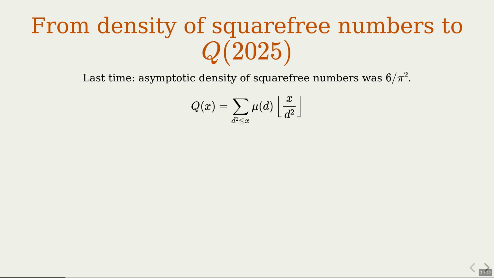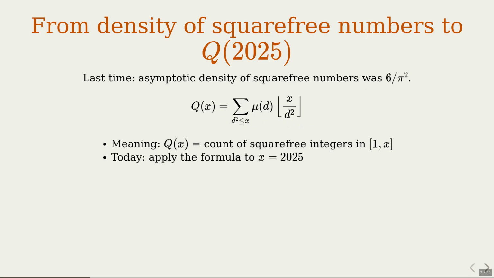At the center, you see the formula for Q of x, a weighted sum over d squared up to x, where the Möbius function controls the sign of each term. Q of x simply means how many integers between 1 and x are square-free, that is, not divisible by any prime square. So for today, our job is to plug in x equals 2025 into that sum and actually compute it. Once we have the exact count, we will compare it with the prediction from the density 6 over pi squared and see how close they are. By the end of this example, you will see how that abstract density law turns into a concrete, computable table.